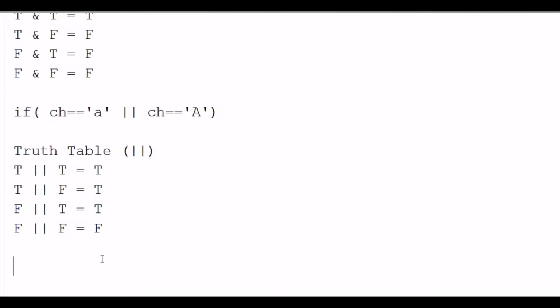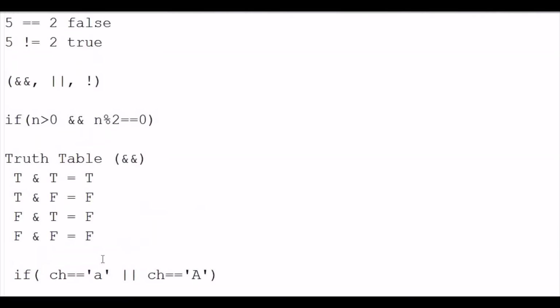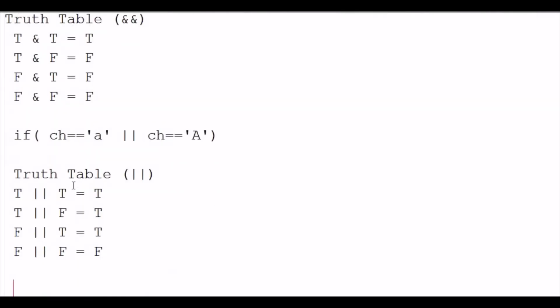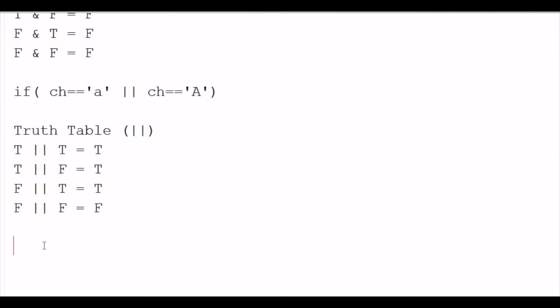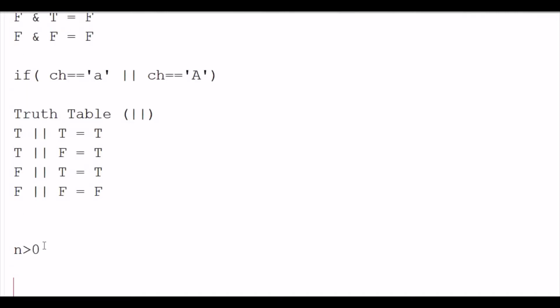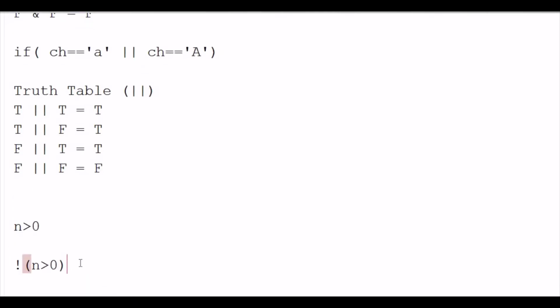Then for NOT. NOT is a unary operator. It works with a single operand. True becomes false, false becomes true, right? So if the condition is true, for example, we give n greater than 0. It says it is a positive number. When we say not n greater than 0, it says n is not greater than 0, which means it is a negative number. Like this, the NOT operator works.